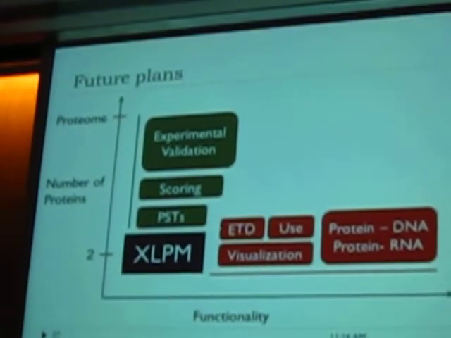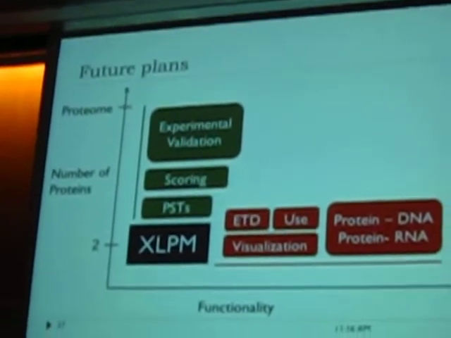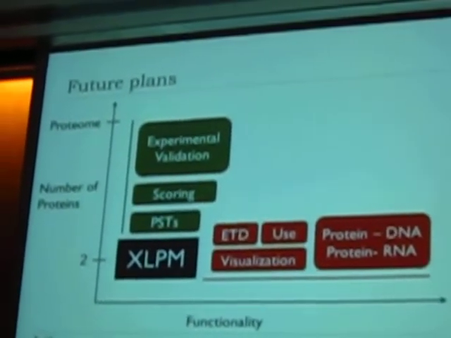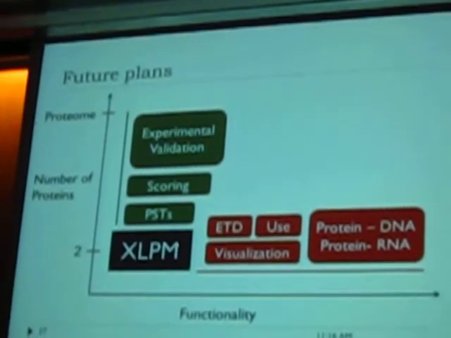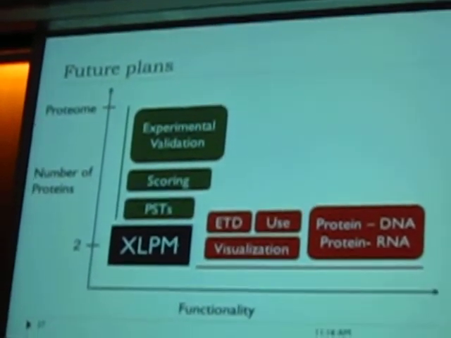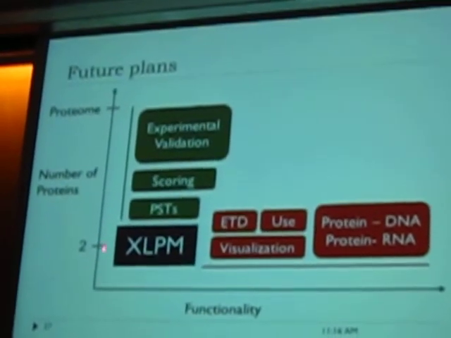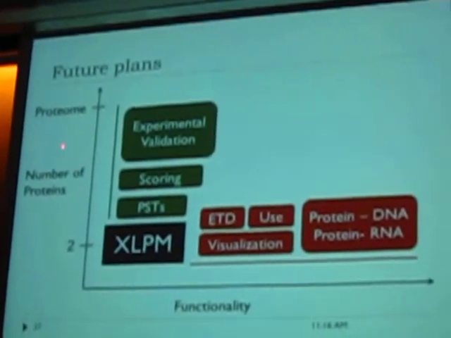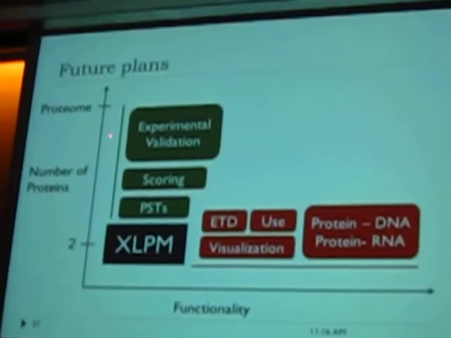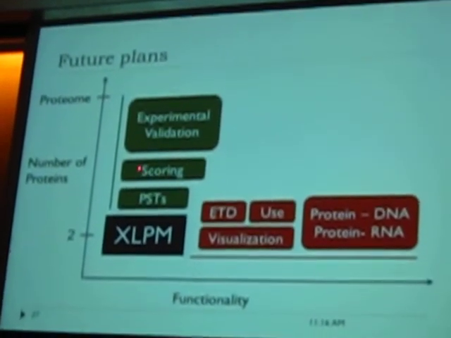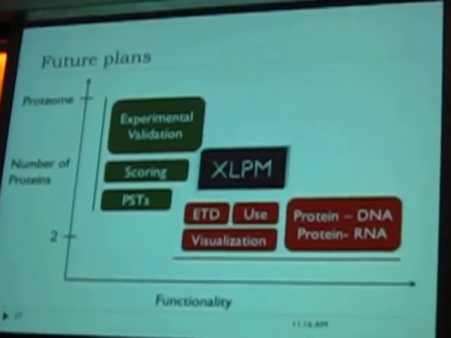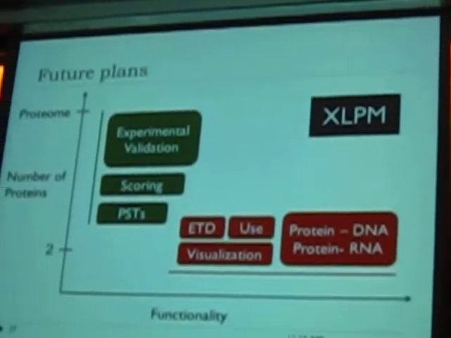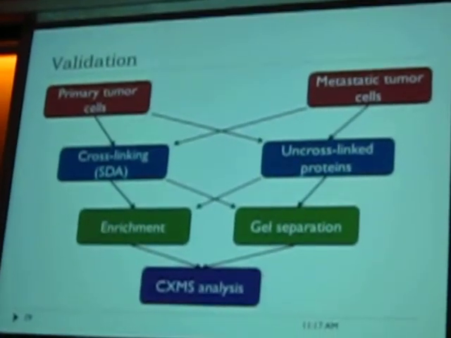This is our future plans. Right now, XLPM has limited functionality. It can only analyze protein-protein interaction and CID data. We'd like to extend it to ETD data and protein-DNA and RNA interaction. We are also increasing its functionality from analyzing a pair of sequences to analyzing the entire proteome, mainly by using peptide sequence tags and Bayesian scoring methods. So right now XLPM is here, and after we extend it, XLPM will be there with full functionality and analysis of the full proteome.